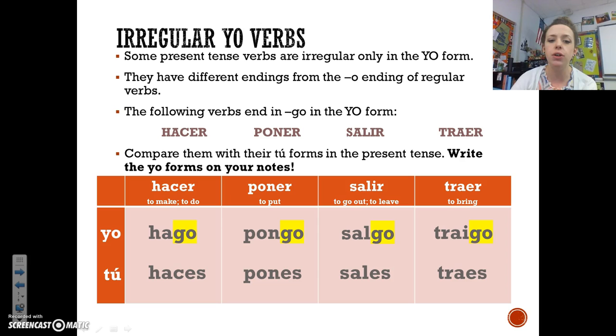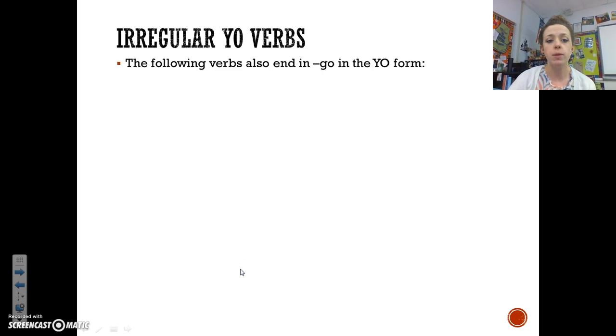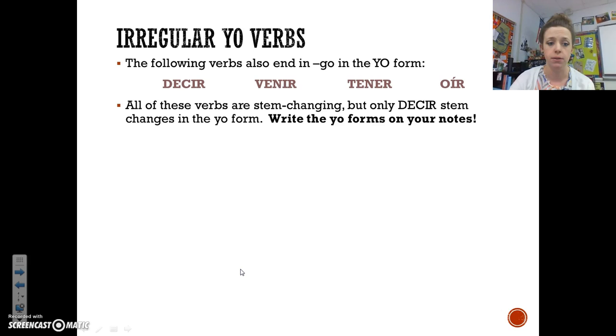So after the yo form of these four verbs, you will conjugate everything else regularly, okay? So the yo form is the only one that's irregular. After that, everything else is regular. So you take the er off, or the ir off, and then add your endings, okay? The following verbs also end in go in the yo form. Decir, venir, tener, and oír all end in go as well.